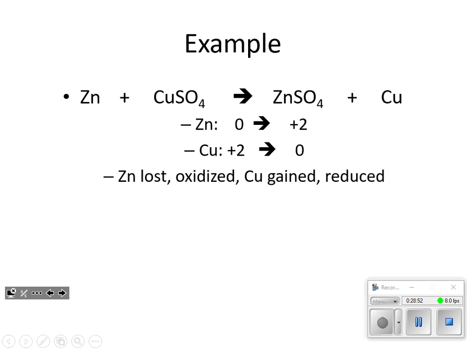Most students have an easy time with the assigning of oxidation numbers. But then it's the, okay, I have to label which one was oxidized, which one's reduced, and they forget the rule. So there's two ways you can look at it. Again, an electron is a negative particle. Zinc must be losing negatives to become positive. On the other hand, copper is becoming less positive over time. So you could look at it that way.